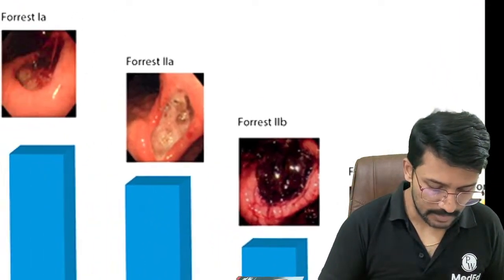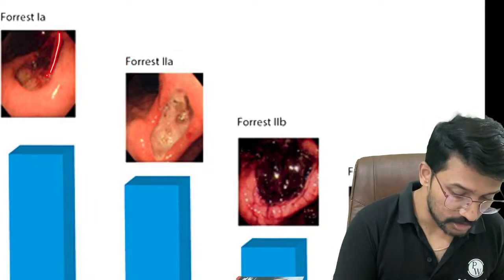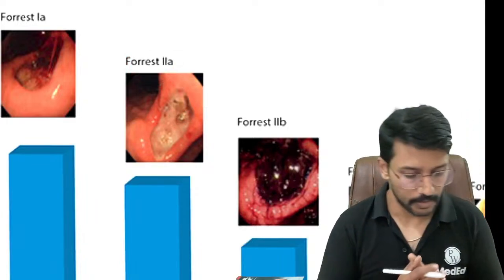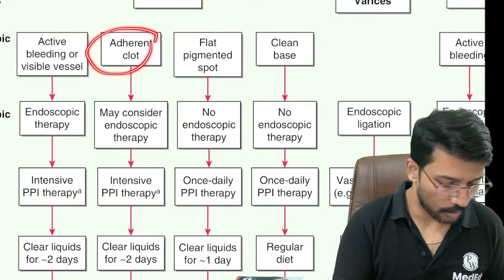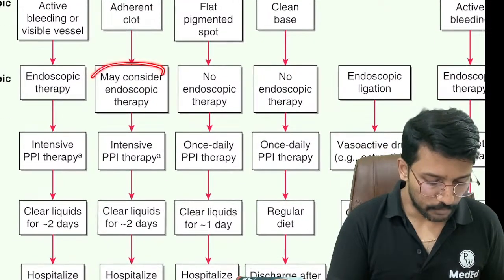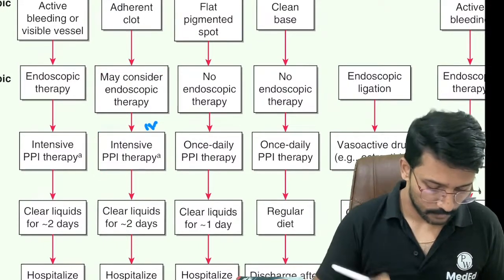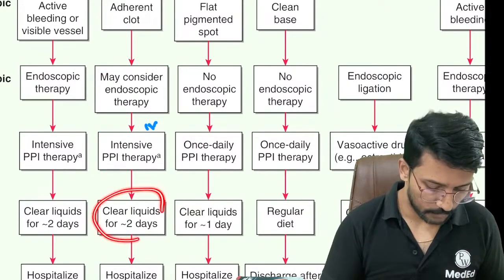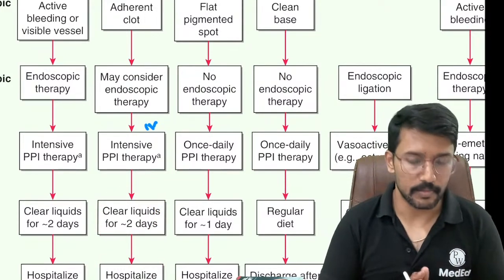Okay. And if I see a non-bleeding blood vessel 2A and class 1, which is a spurter, these carry very high risk of rebleed, right? So in that case, what Harrison suggests is, if I see an adherent clot, I might have to consider endoscopic therapy, give IV PPI treatment, not oral, okay, and then clear liquids only for 2 days, and patient should be admitted because there is a very high risk of rebleeding.